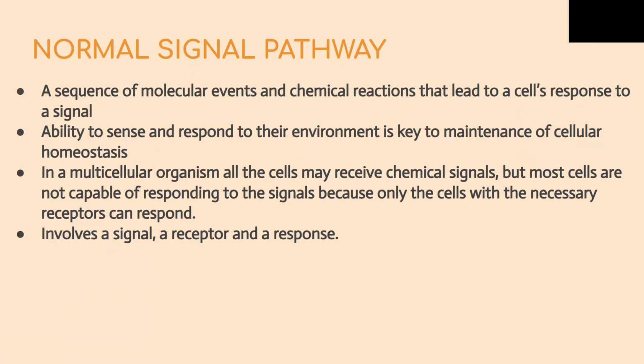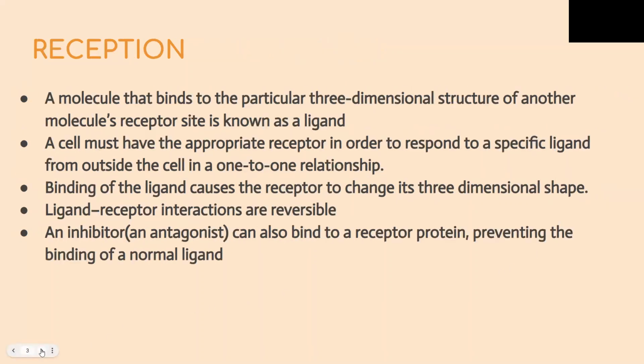It's important to realize that cells get numerous signals, but they can only respond to just a few. This is because a cell's receptor determines whether or not the cell will respond to a signal. Also, receptor proteins are very specific to their signal. The pathway involves primarily three steps: reception, transduction, and response.